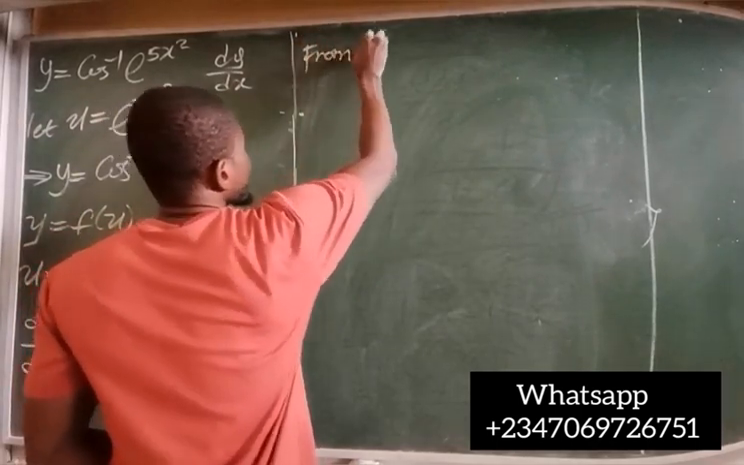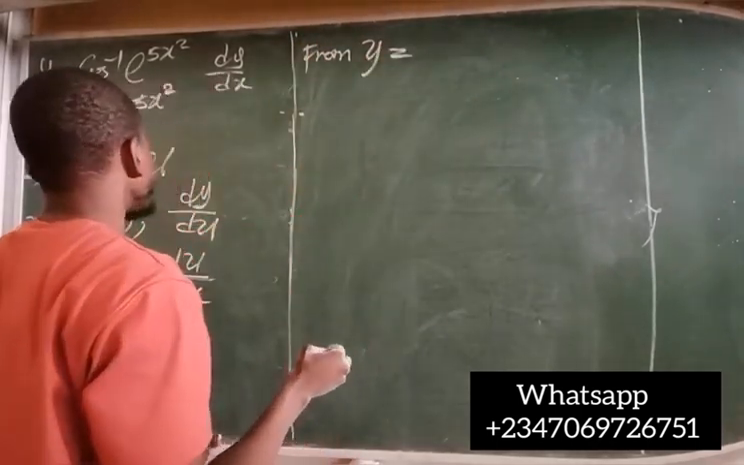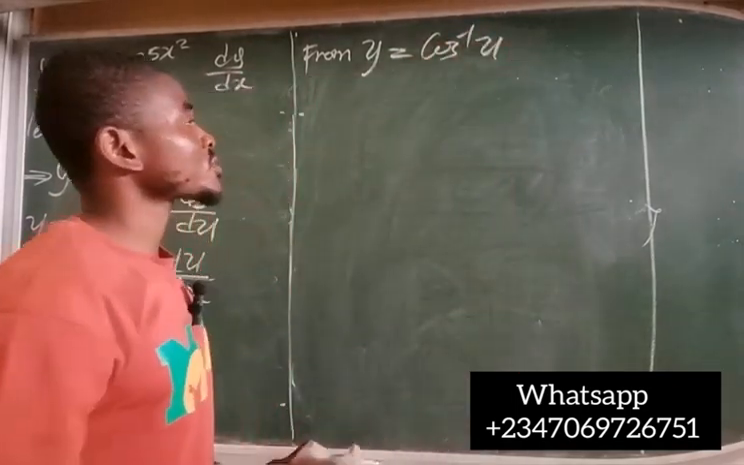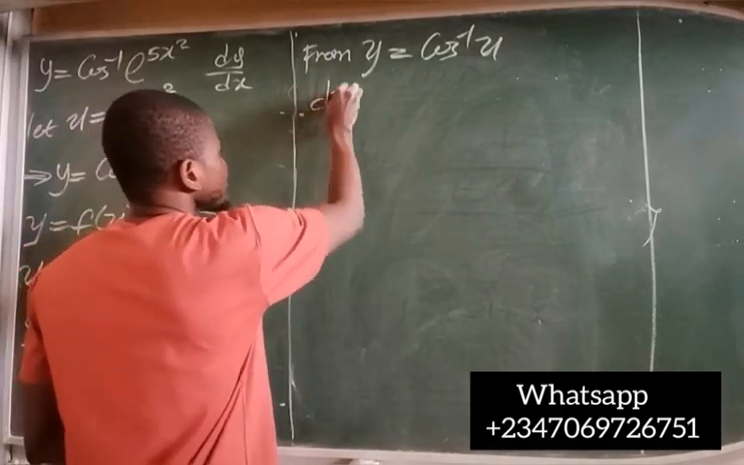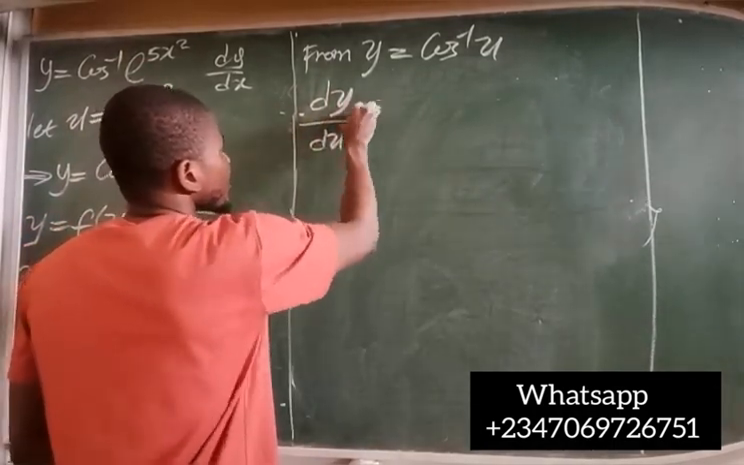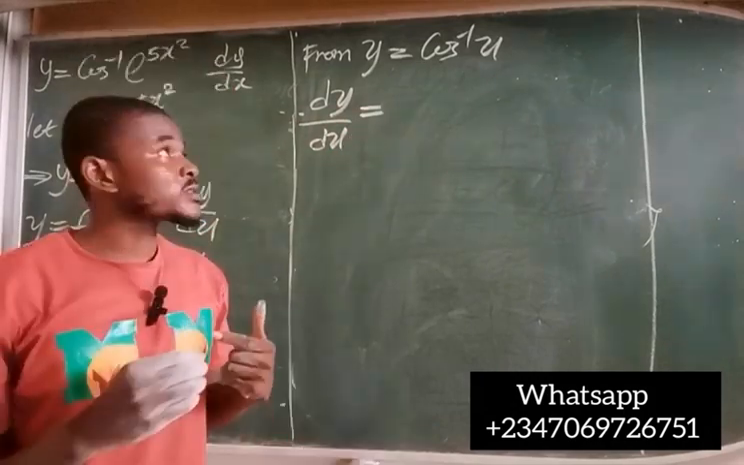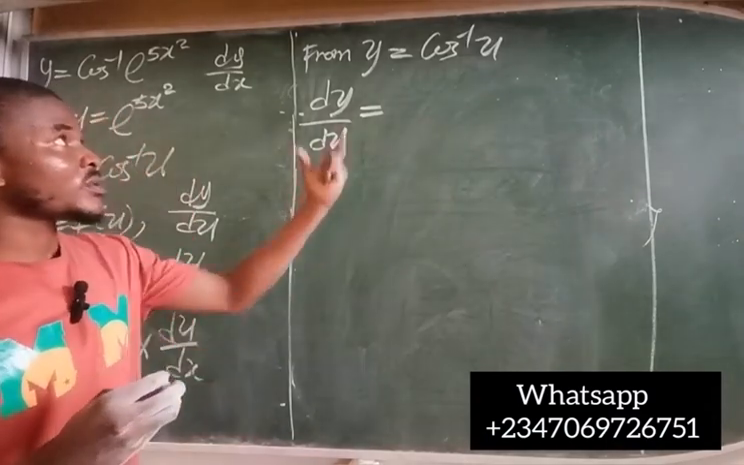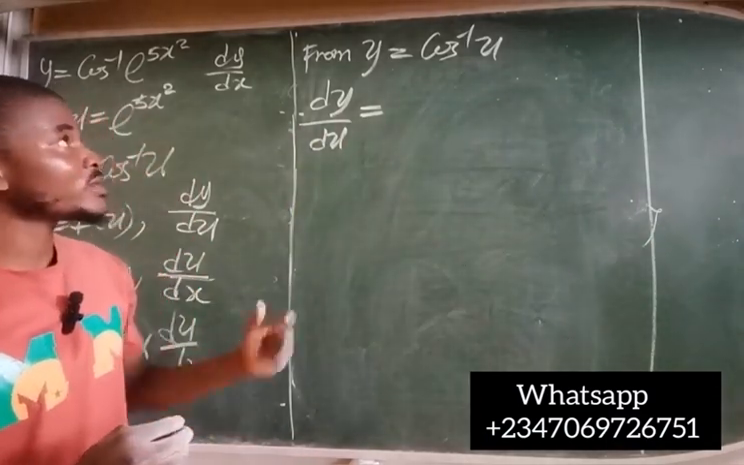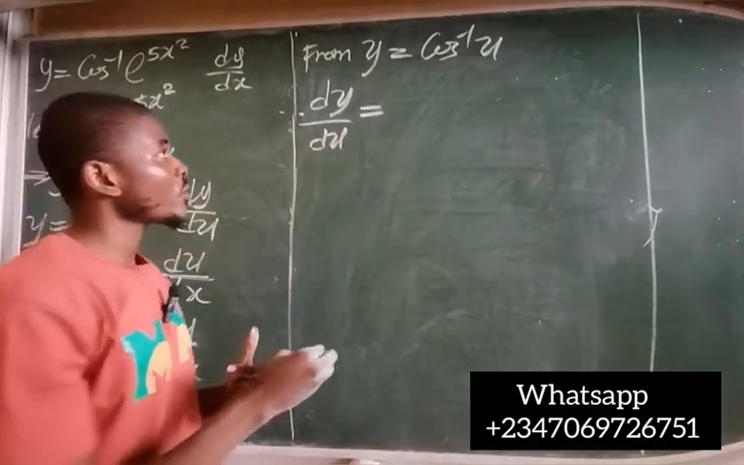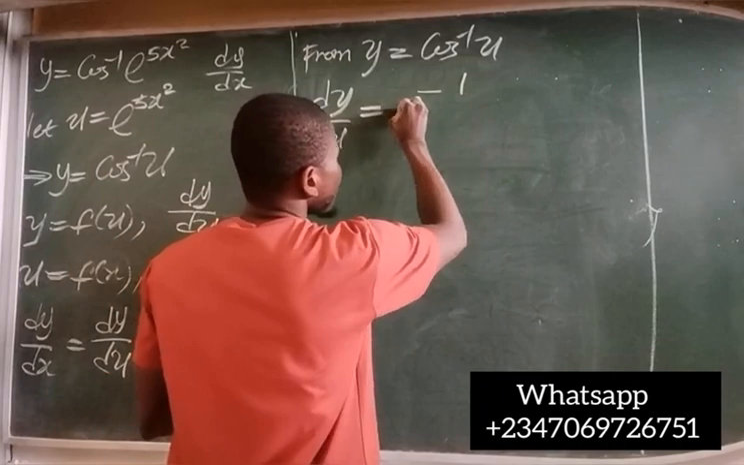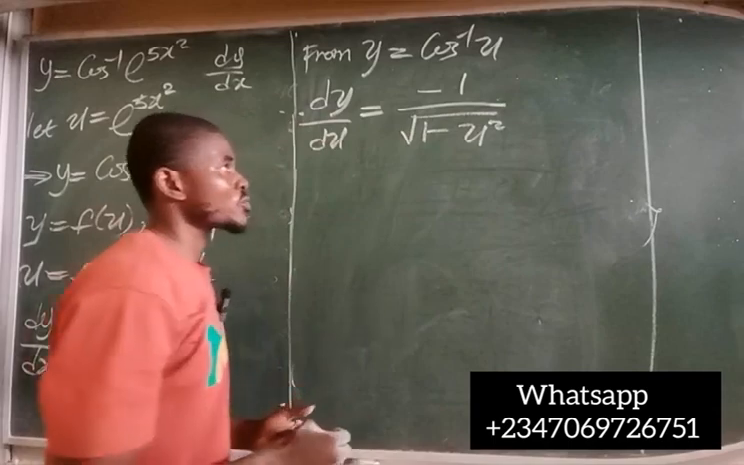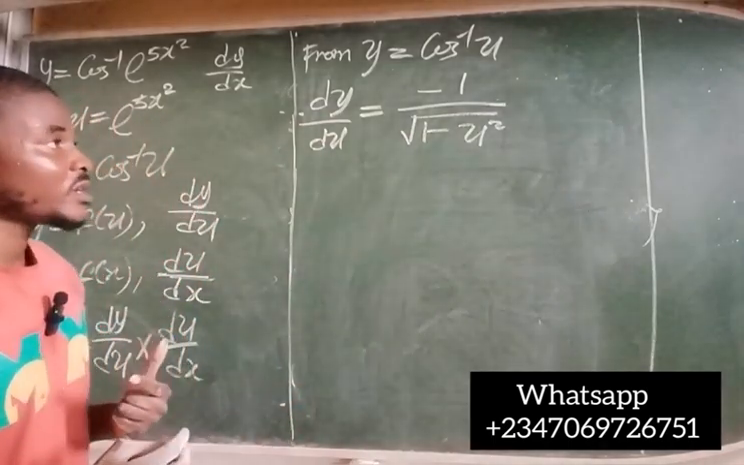From y equals cos inverse of u, I can find dy all over du, and that will simply give me, of course, please look up the series on inverse trig function differentiation to understand how we are going to differentiate this. But dy du, if y is equal to cos inverse of u, will simply give me minus 1 all over square root of 1 minus u all squared. This derivative will actually give me this.